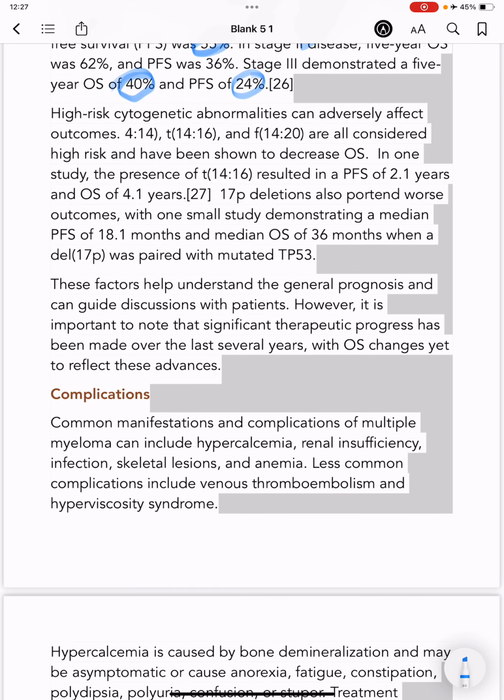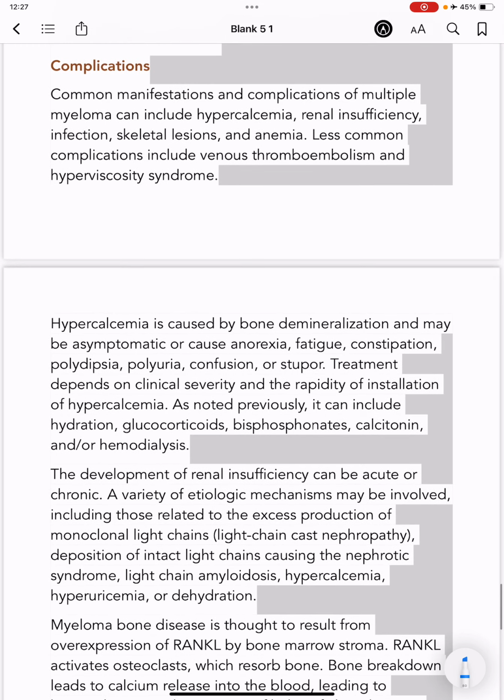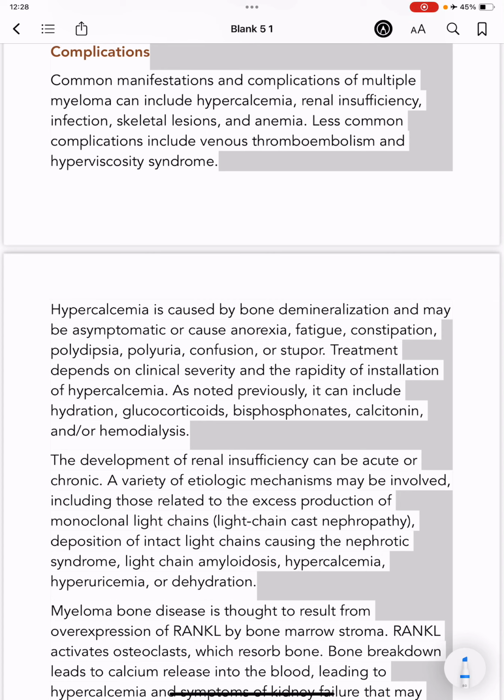High risk cytogenetics are important. t(4;14), t(14;16), t(14;20) are all high risk. And complications: what are the common complications with multiple myeloma? Hypercalcemia, renal insufficiency, infection, skeletal lesions and anemia.